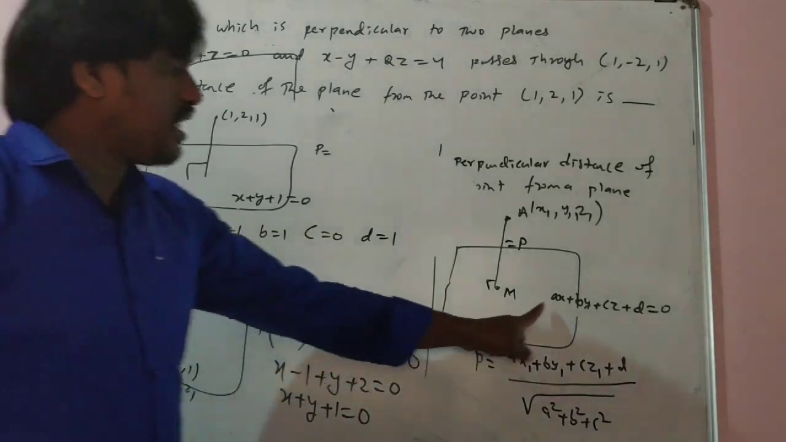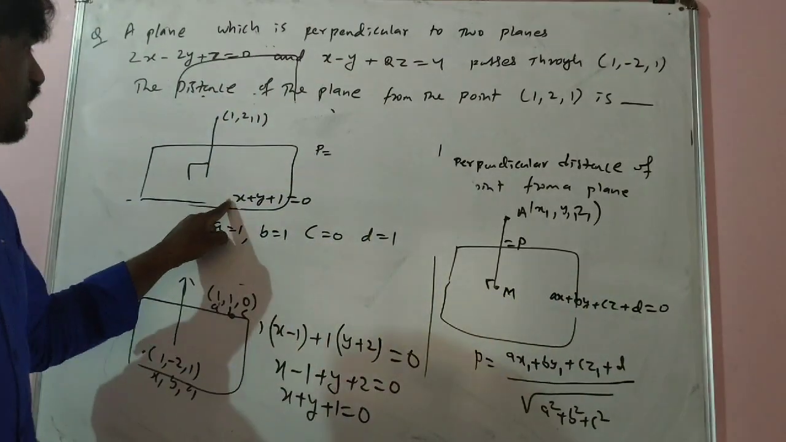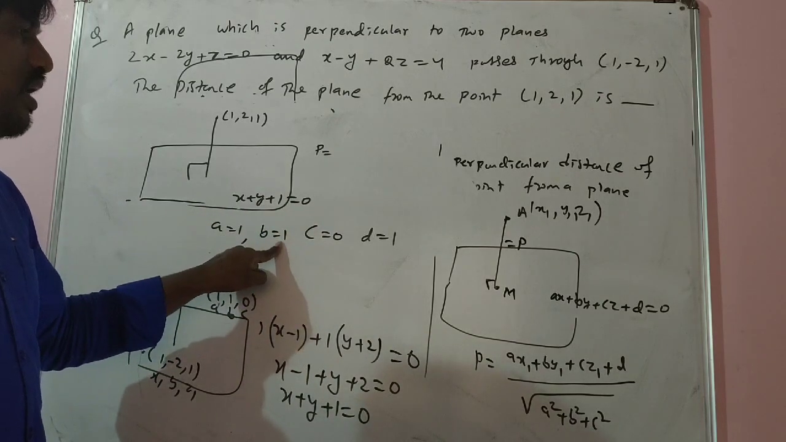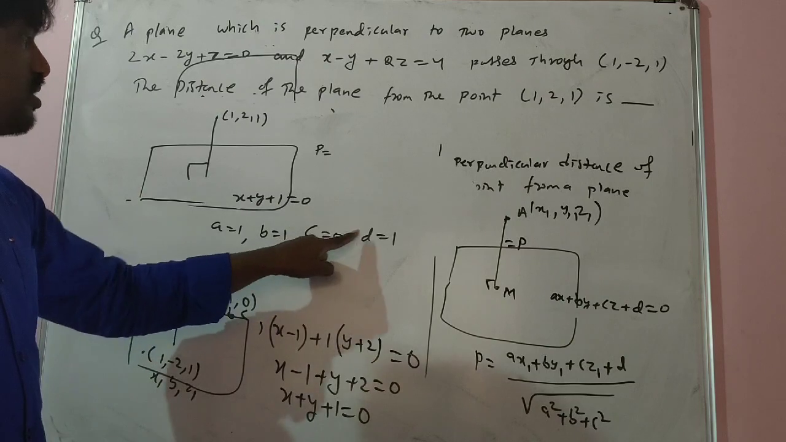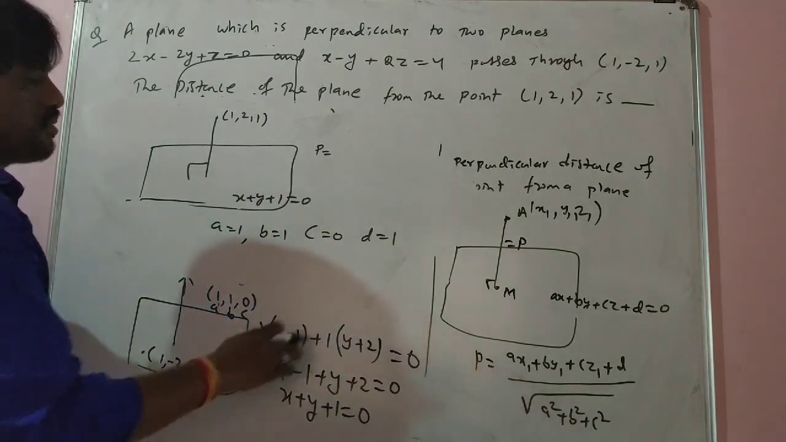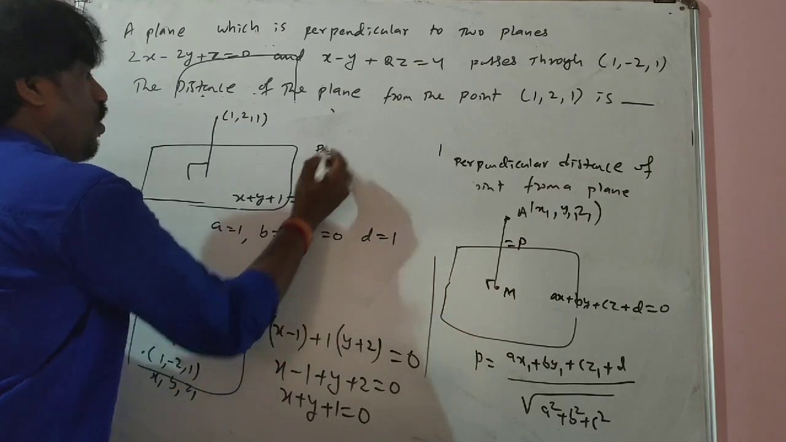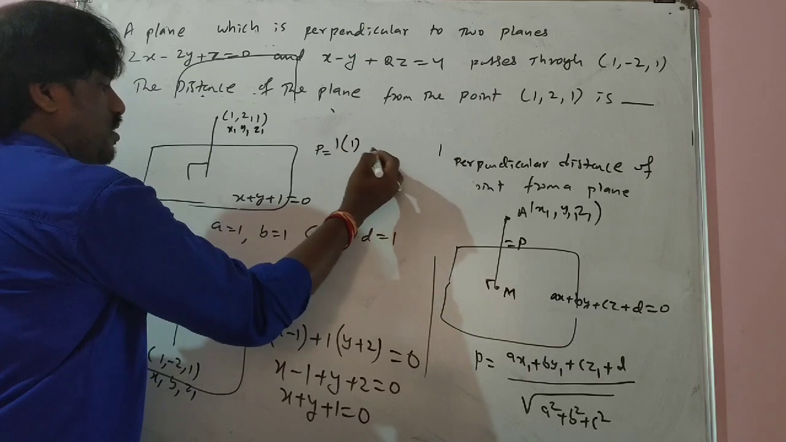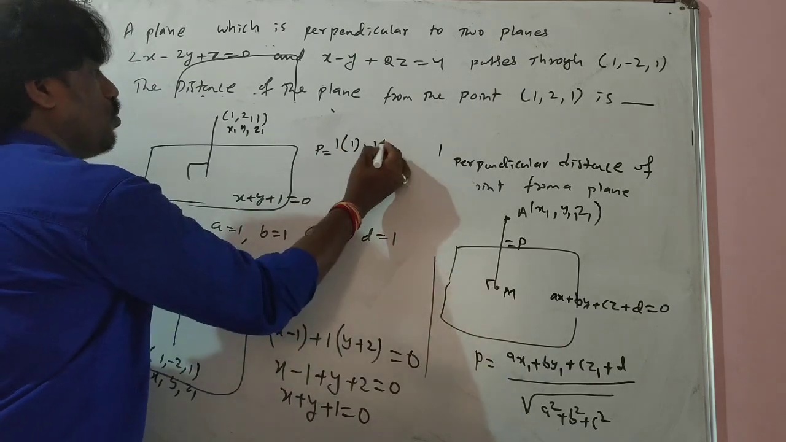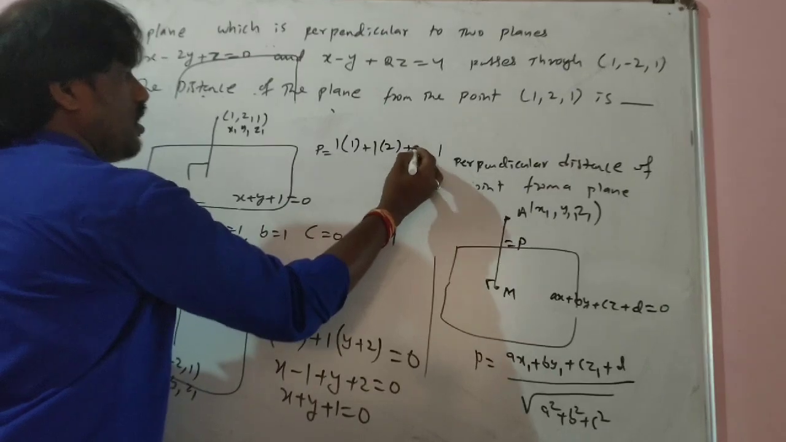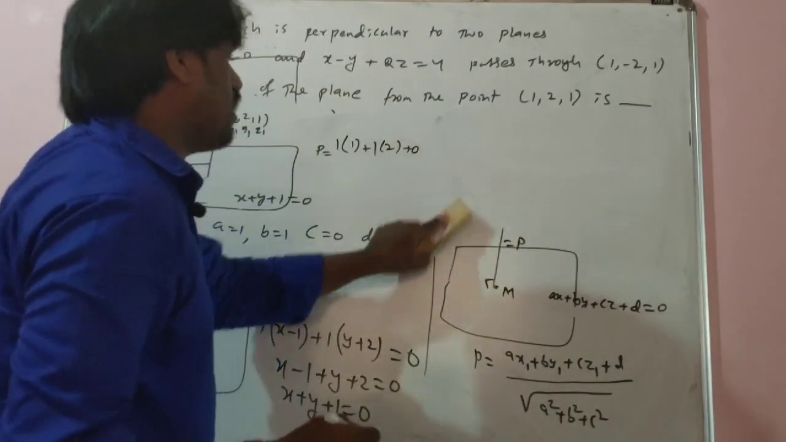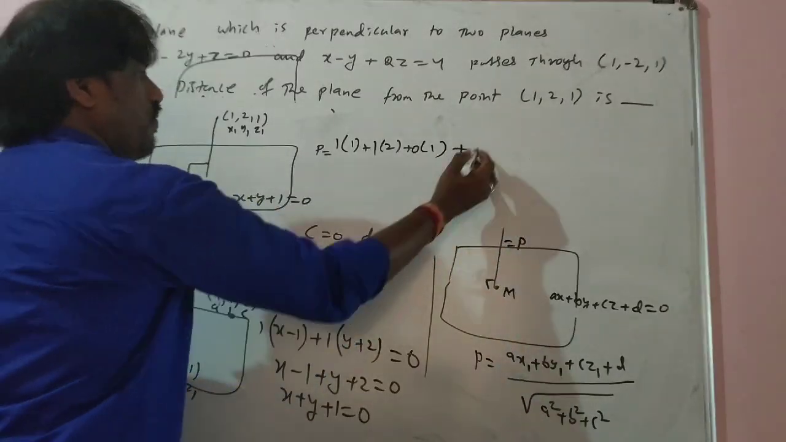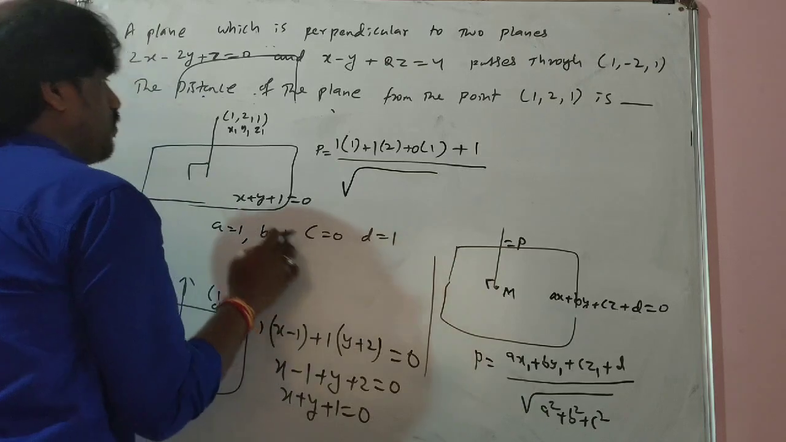You can just compare ax plus by plus cz plus d equal to 0 with x plus y plus 1 equal to 0: a is equal to 1, b is equal to 1, c is equal to 0 because there is no z term, and d is equal to 1. And substitute in this formula. So what I am going to get here, this is x1, this is y1, and this is z1: 1 into 1 plus 1 into 2 plus 0 into 1, plus d which is 1, upon square root of a square plus b square plus c square.